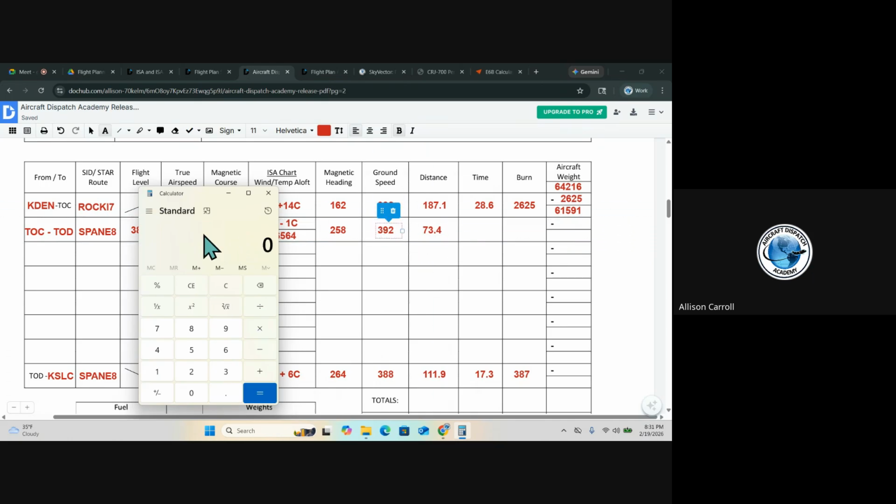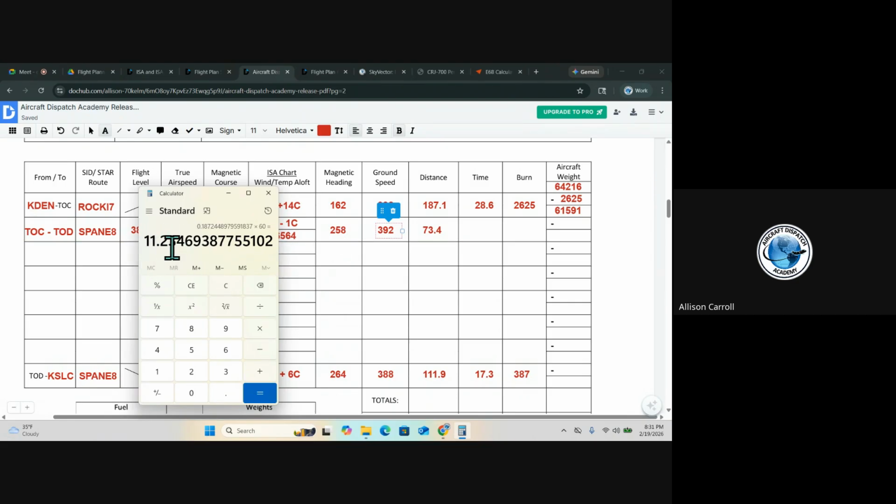So we are going to take our distance of 73.4. We are going to divide it by 392, which is our ground speed. Now this gives us a decimal, remember? So we are going to multiply that by 60 because we're going to change it over to minutes. Multiply that by 60. 11.2346938 and so on minutes.